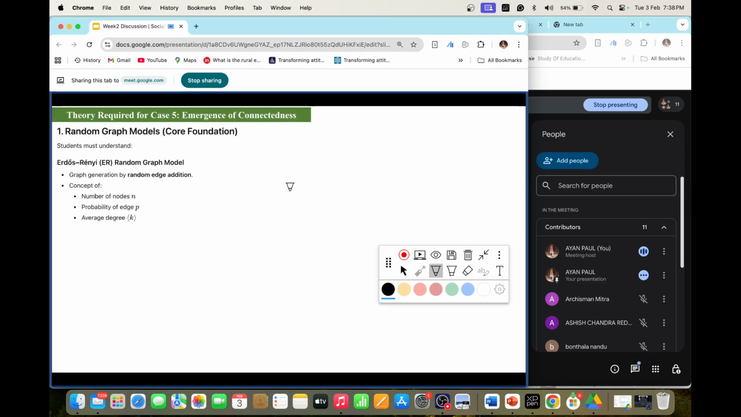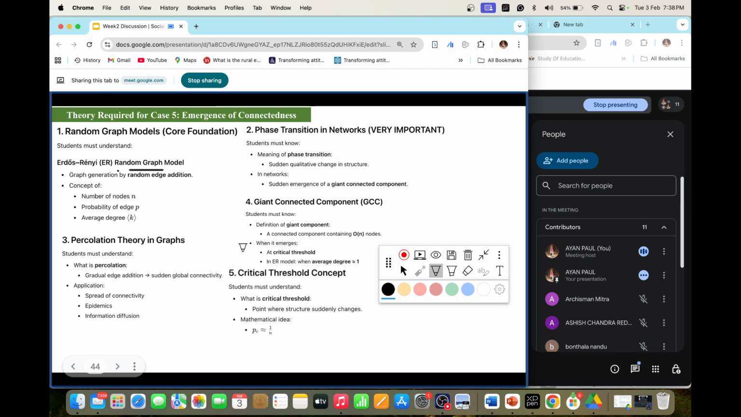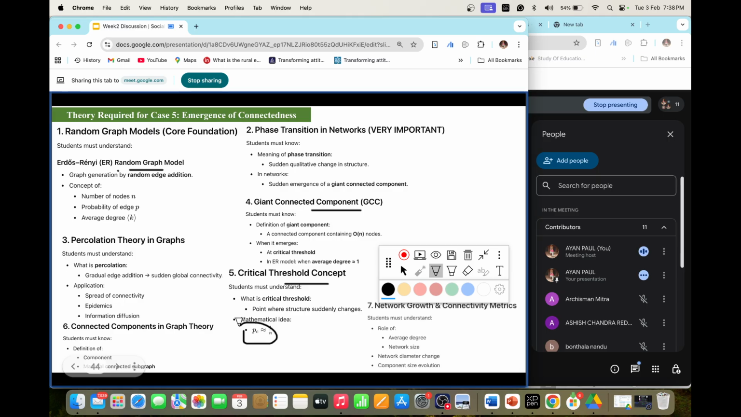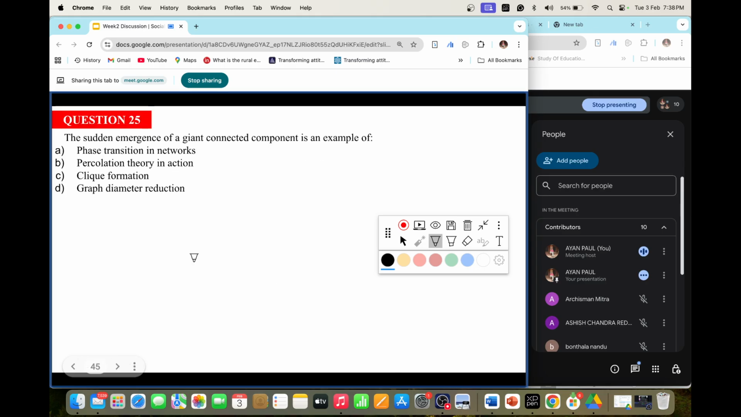So, random graph models, which I have already discussed. Then phase transition in networks, percolation theory, the giant connected component, and the critical threshold, which is the probability pc = 1/n, we have also discussed. Connected components in graphs, network growth and connectivity metrics, the role of average degree, network size, network diameter change, and component size evolution. Most of these things we have discussed. So let's see the question.